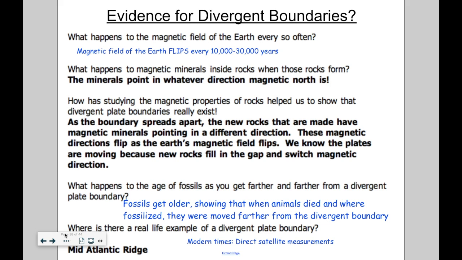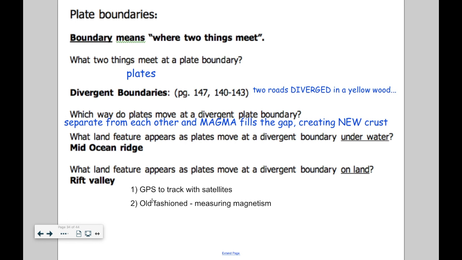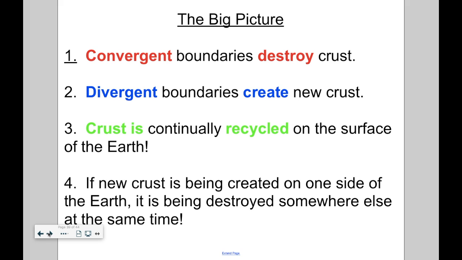If we have a divergent boundary underneath the ocean, we have a name for it. It's called a mid-ocean ridge. If we have a divergent boundary on land, it's called a rift valley. The mid-Atlantic ridge is a really good example of a mid-ocean ridge in the middle of the Atlantic Ocean, and there are rift valleys in eastern Africa where Africa is splitting apart in a certain location. So those are some examples from real life about that.